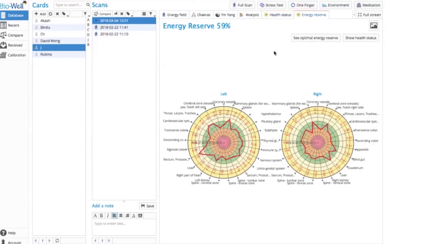It also shows you your energy level reserve, so how much energy is in your batteries and how much optimal energy. Optimally, you want to have that. And right now I'm at 59%.